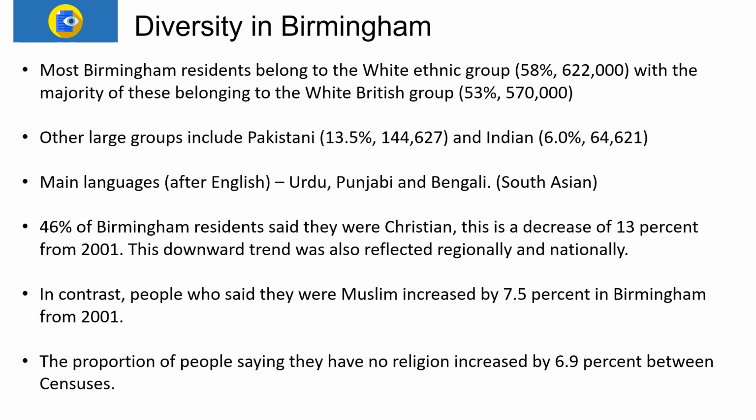46% of Birmingham residents said that they were Christian. This is a decrease of 13% from the 2001 census. This downward trend was also reflected regionally and nationally. In contrast, people who said they were Muslim increased by 7.5% in Birmingham from 2001. The proportion of people saying they had no religion increased by 6.9% between 2001 and 2011. Pause the presentation for a few minutes, choose 3 to 5 bullet points and write them in the box that says diversity. Choose the bullet points that you think you are going to remember the easiest.